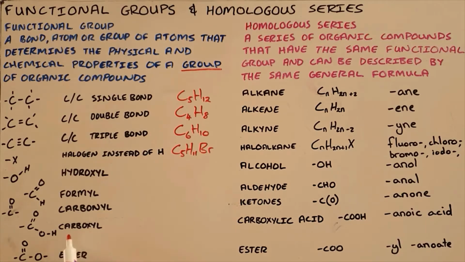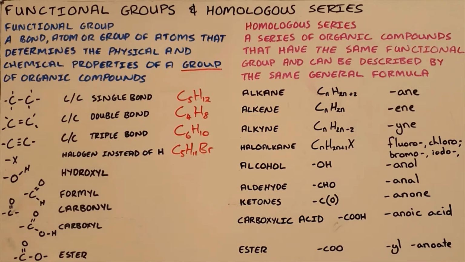Then we get the carboxyl functional group, which, as we can see, is a combination of the hydroxyl group and the carbonyl group, where we have a carbon double bonded to an oxygen, also single bonded to an oxygen, which is single bonded to a hydrogen. Any compound that contains this carboxyl functional group is a carboxylic acid, represented in condensed structural formula as COOH, and gets the suffix -anoic acid.